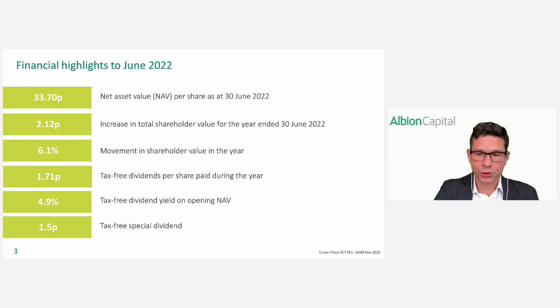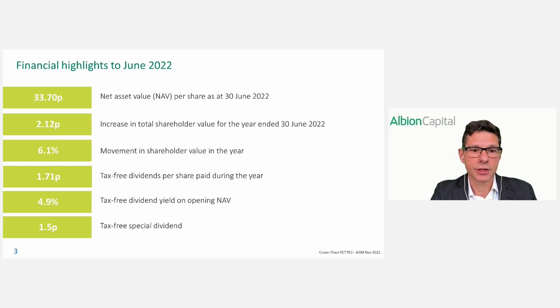Financial highlights to June 2022. This is the financial year we are reviewing. As at the year end, the net asset value per share was 33.7 pence, which is an increase of 2.12 pence per share of total shareholder value, which represents approximately 6.1% movement in the year.